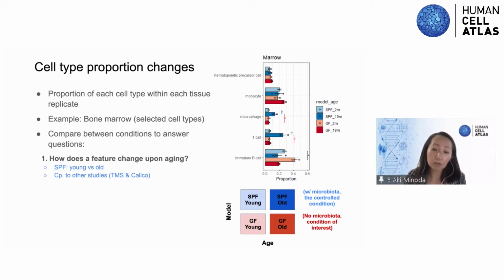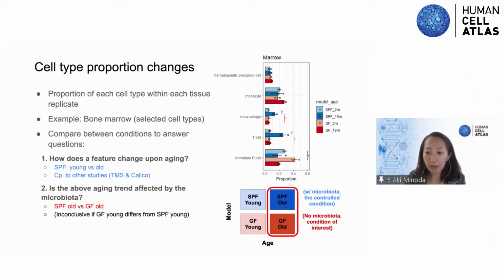So if you look at the cell type proportion changes, we have 4 different types of models, basically. Here we have the standard microbiota-bearing SPF, young and old, and also the germ-free, which don't have the microbiota, completely germ-free. And so we can look at the differences between the old mice, between the SPF and germ-free, to gain insights into the effect of the microbiota on aging.